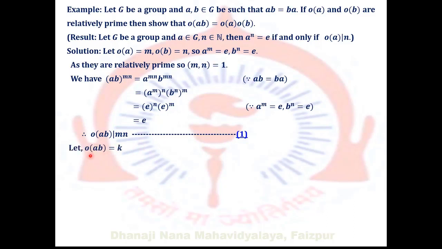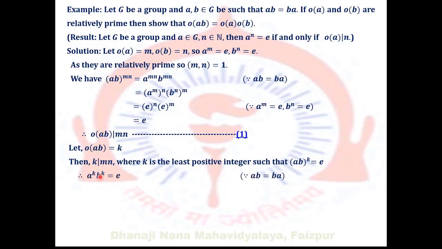Now let the order of AB be equal to k. So as the order of AB is equal to k, k is the smallest positive integer such that (ab)^k is equal to e. Order of AB is equal to k, so k divides mn. So therefore we have, as (ab)^k is equal to e, a^k into b^k is equal to e. So therefore a^k is equal to e into b^k inverse, or it is equal to b^(-k). So here we get a^k is equal to b^(-k).